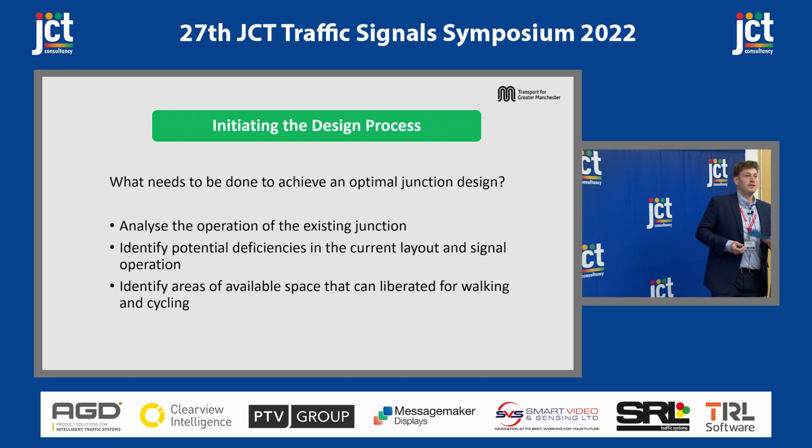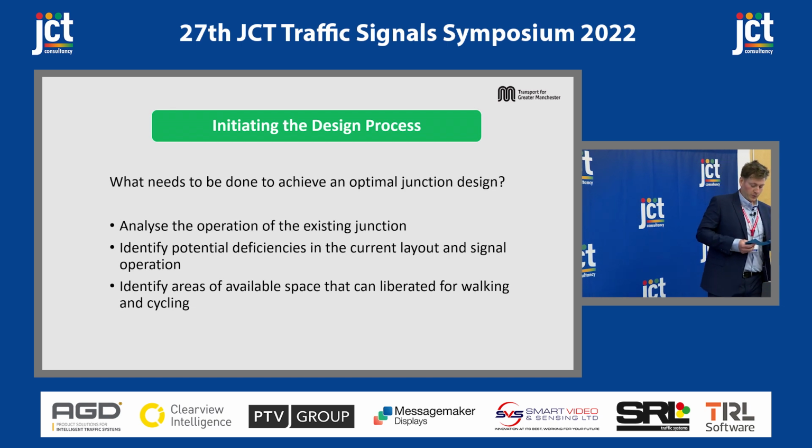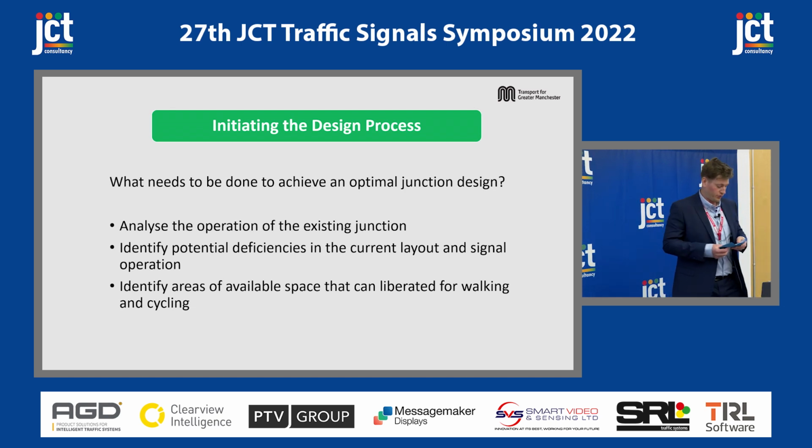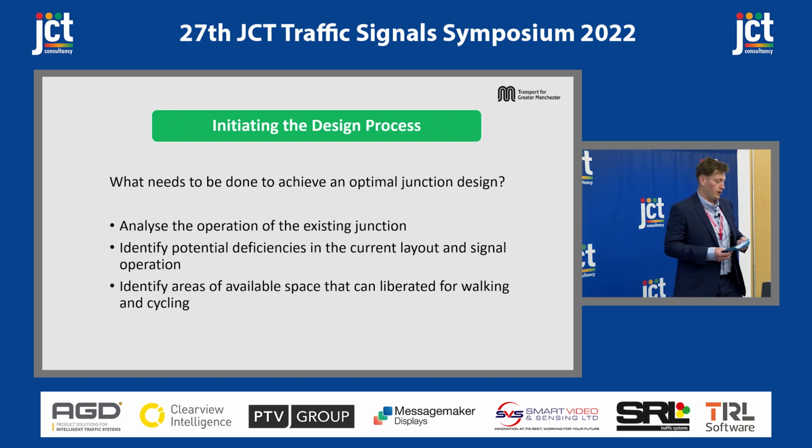So what do we need to do to achieve the optimum layout? So firstly, the design process starts with the analysis of the existing junction operation by interrogating a turning count of the existing traffic flows and then creating a model through Linsig or equivalent. And the aim of this analysis is to identify potential deficiencies in the current layout and signal operation in order to work out the most efficient way for existing traffic movements to traverse through the junction. So ultimately, the junction design and modelling process is focused on identifying potential areas of available space that can be liberated for walking and cycling without significantly impacting the overall junction operation.